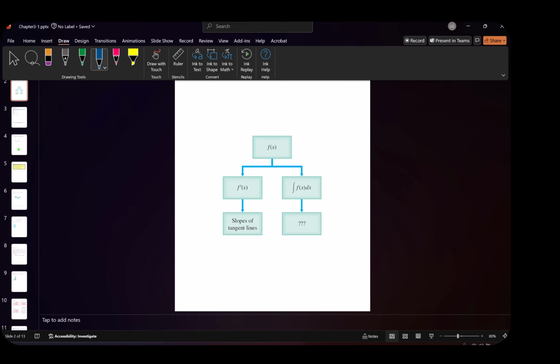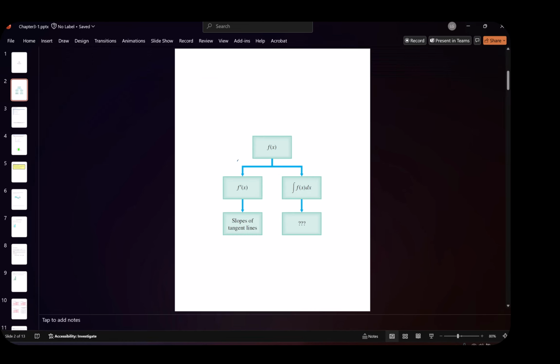If I want the derivative, I'm going to go this way. You can see this is the derivative, and what we get is the slope of the tangent line. If we go this way, this is integration. We would get the integral, and that's a symbol for the integral. We'll go over all that, of course. We don't know what we're going to get from that, but we do get something. This is what we're going to try to answer today. What are we getting and how do we get it?